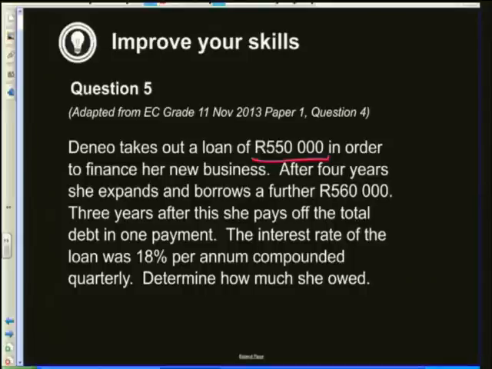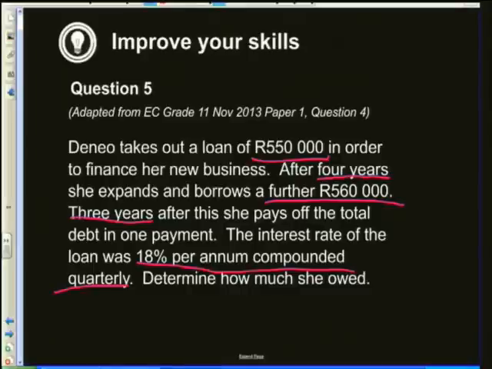After 4 years, that's important, she expands and borrows a further 560,000 Rand, and 3 years after this, these are all important, she pays off the total in one payment. The interest rate is 18% per annum, compounded quarterly. Determine how much she pays off in one lump sum, or what this money has grown to.